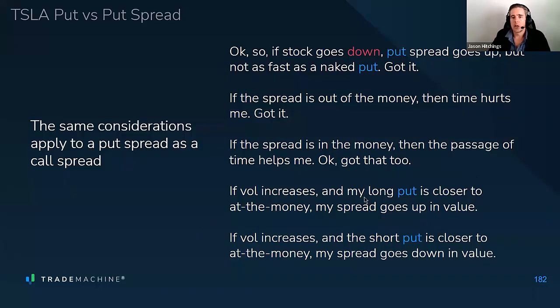If your long put is closer to at the money and vol increases, that helps the value. And if the put you sold is closer to at the money, then an increase in vol will hurt the value temporarily. It'll hurt your ability to take the value out now. It won't hurt the value when it reaches expiration.